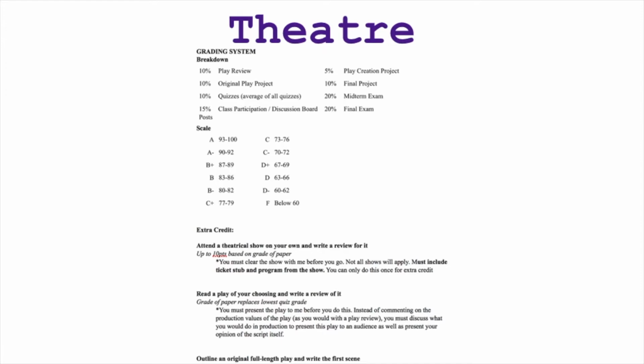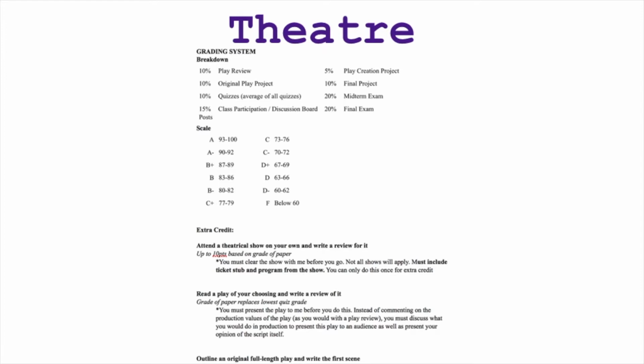Then the second one there, read a play of your choosing and write a review of it. So same thing with that first extra credit assignment. And I guess I didn't mention the first extra credit assignment. The value that it gives you is you can get up to 10 points added to your final grade based on the grade of the paper that you submit to me.